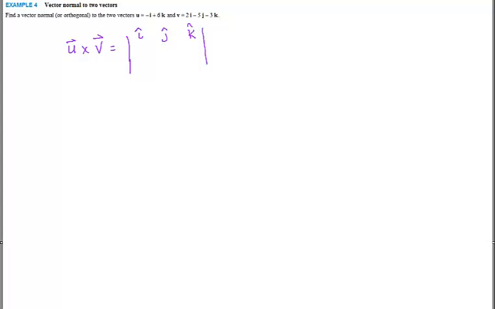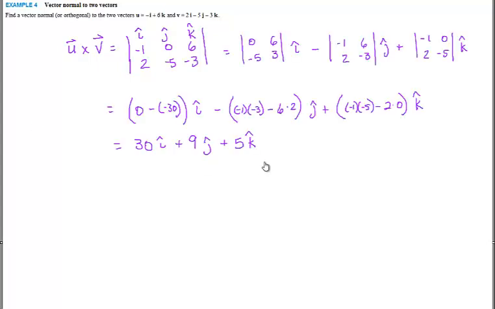values for u. Let's see, i is minus 1, j we don't have, 1, k is 6, 2, minus 5, minus 3, then find the determinant of that. Doing that computation on the determinant, I get this vector here, and this vector would be orthogonal to the two vectors u and v. Pretty straightforward on that one.